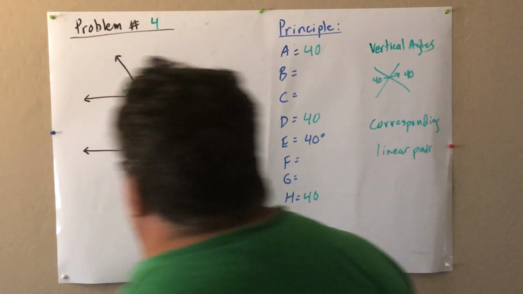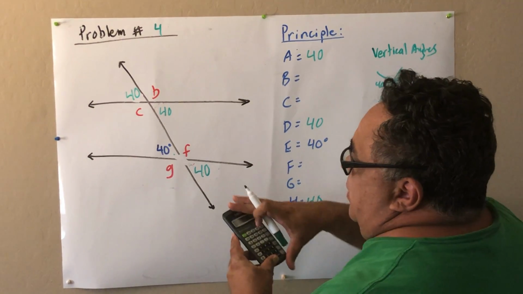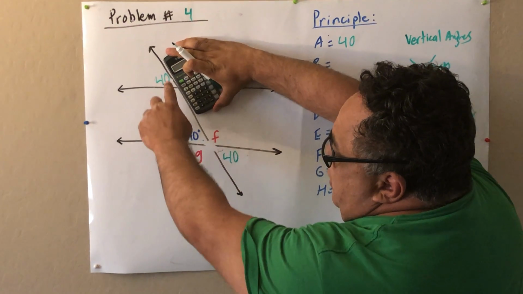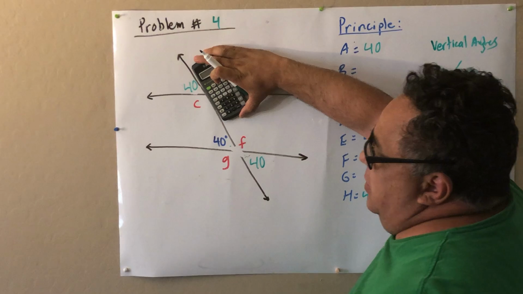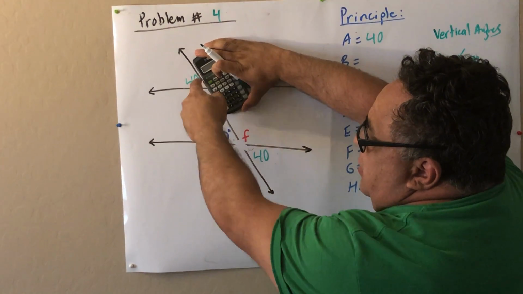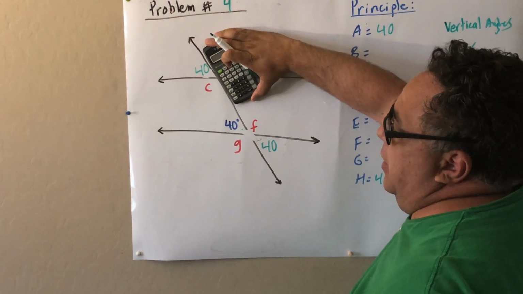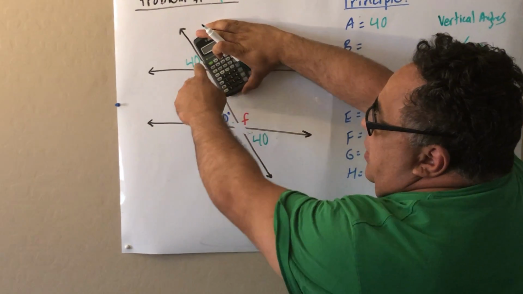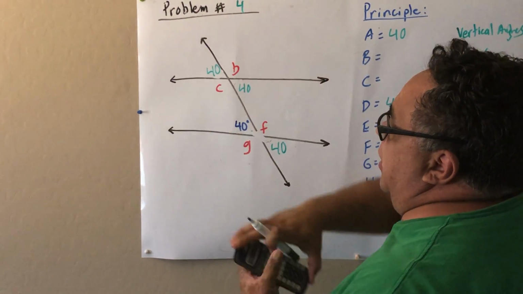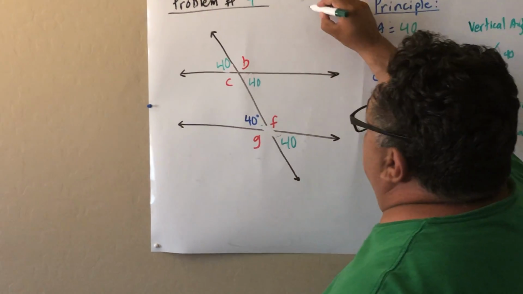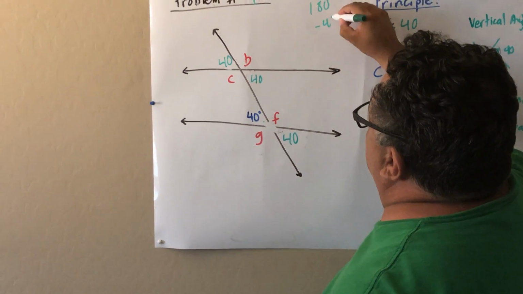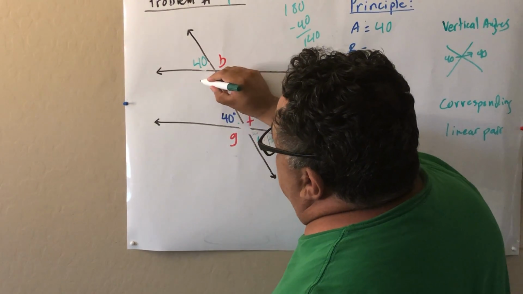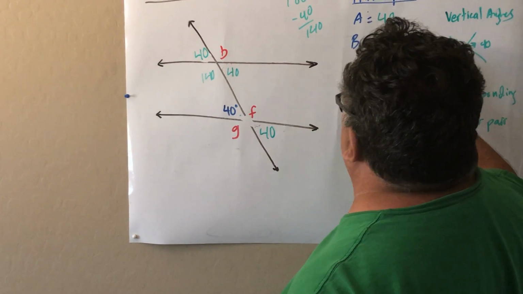Linear pair means this right here. It means if I set something on a line like this, if there's a straight line, it is 180 degrees. Two angles along a straight line should add together to be 180 degrees. So this is a straight line. C and 40 should add together to be 180 degrees. Okay, so I can do 180 minus 40. C is going to be 140 degrees. Okay, C is going to be 140 degrees.